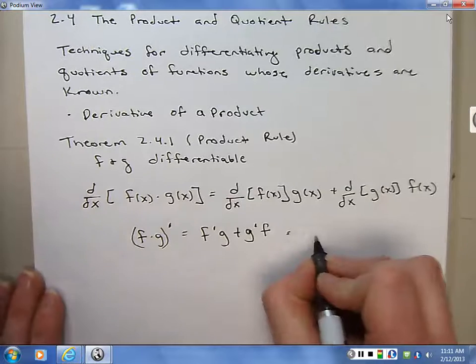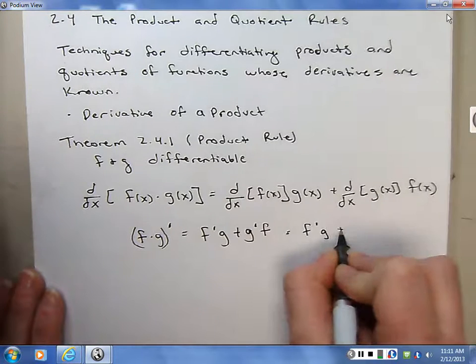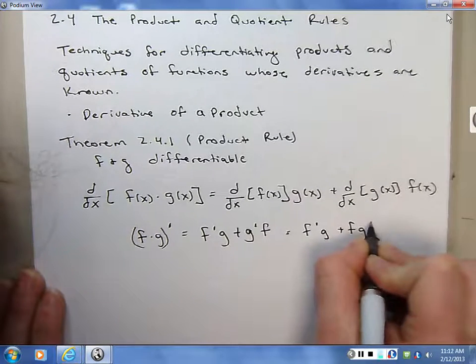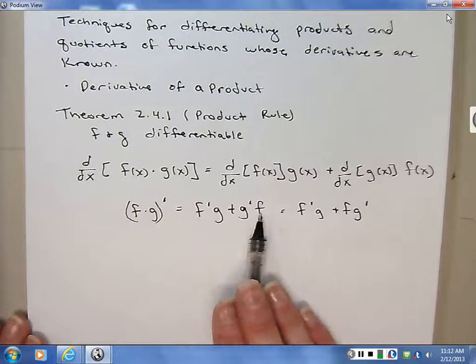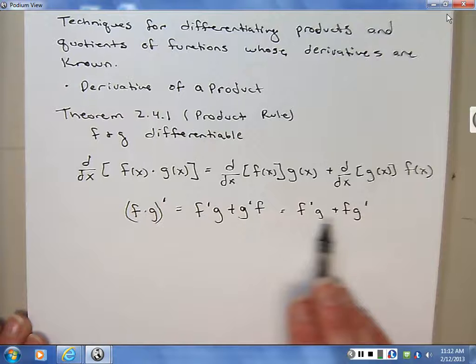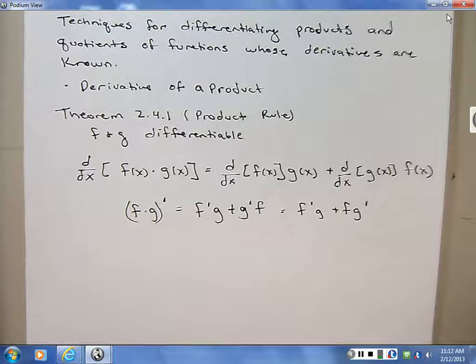Of course, you could write this as f prime g plus f g prime, right? Because it doesn't matter what order you multiply, what you call the first function, what you call the second function. The derivative of the first one, hold the second one, plus the derivative of the second one, hold the first one. So I tend to write it like this. I think your book actually uses this notation, but don't get caught up on that. Question?